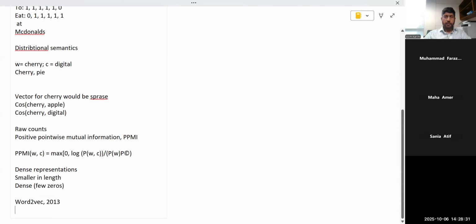So the sparse representations that we discussed earlier were based on word context matrices, or you can say co-occurrence matrices. Those representations were based on co-occurrence. Here also we will use the notion of co-occurrence, but in an indirect way. What we are going to do is build a prediction model, a classifier, and use the parameters of those classifiers as representations. Let me explain this in a bit more detail.